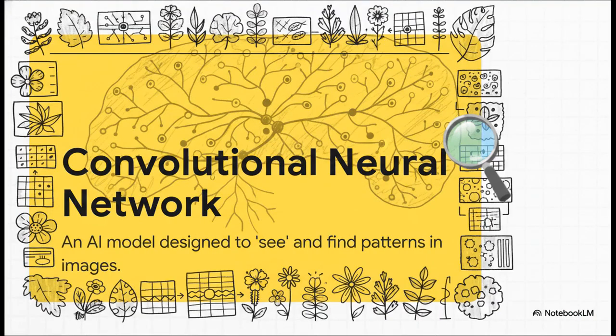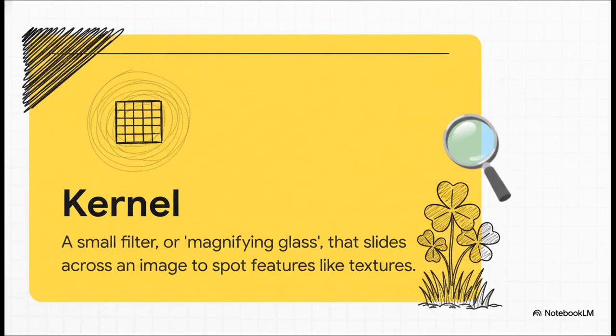Okay, so the brain of our digital botanist is a special kind of AI called a convolutional neural network, or CNN for short. You can basically think of it as an artificial brain that's been specifically built to look at images and find patterns, kind of like how our own brains process what we see. And here it is, the star of our show, the kernel. This is our magnifying glass. It's really just a small filter that the AI slides across every single piece of the image. Its whole job is to spot the basic stuff, the texture on a blade of grass, the sharp edge of a shadow, or the general shape of a leaf.